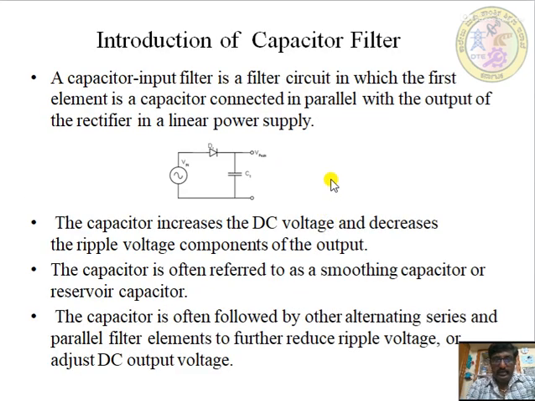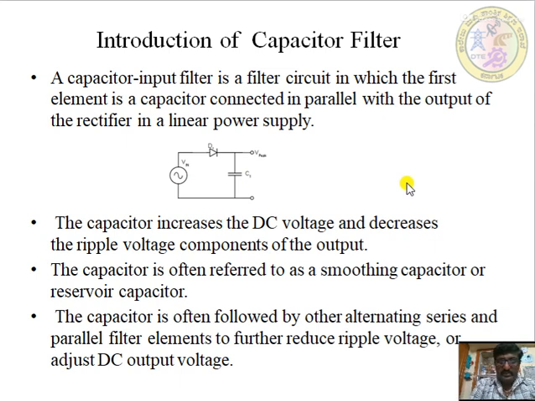Next, introduction of a capacitor filter. A capacitor input filter is a filter circuit in which the first element is a capacitor connected in parallel with the output of the rectifier in a linear power supply. See here, the capacitor is placed parallel to the voltage source. Capacitor is placed in parallel with the output of the rectifier in the linear power supply.